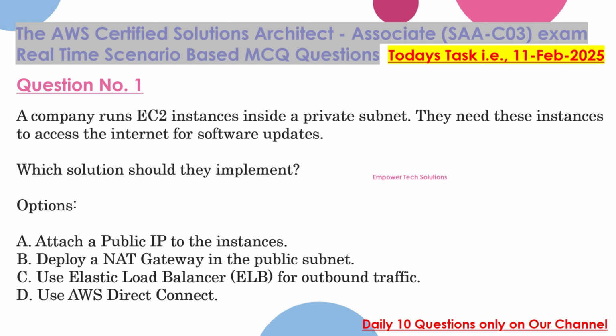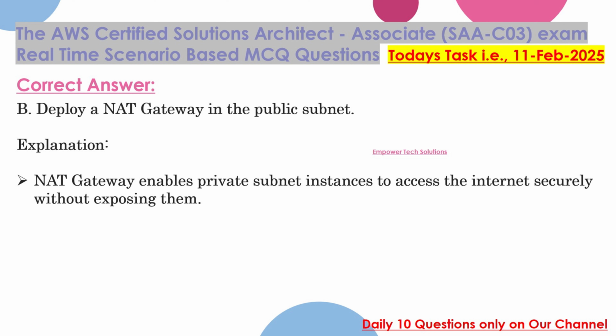C. Use Elastic Load Balancer, ELB, for outbound traffic. D. Use AWS Direct Connect. Correct answer: B. Deploy a NAT gateway in the public subnet. Explanation: NAT gateway enables private subnet instances to access the internet securely without exposing them.